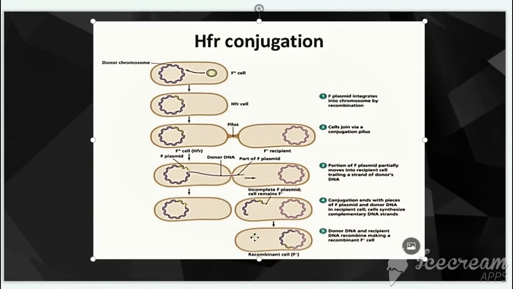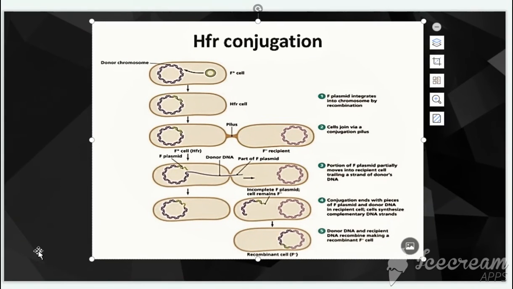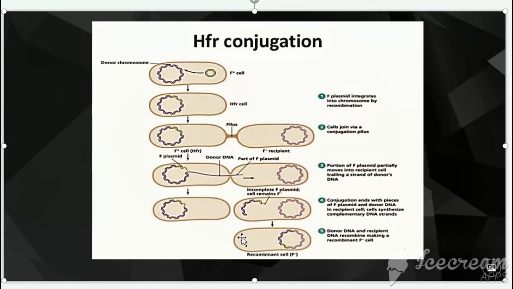Now after they form a plasmid, that plasmid can then transfer by different genetic transfer methods, and due to that the chances of recombination become more. So this is how the Hfr conjugation is performed.